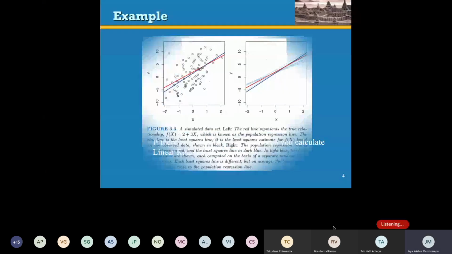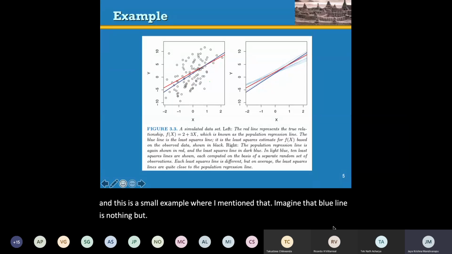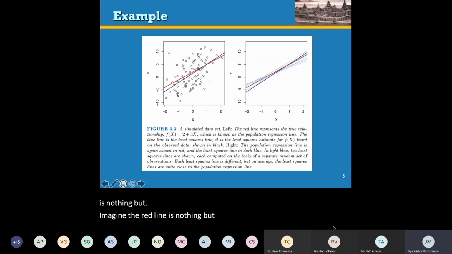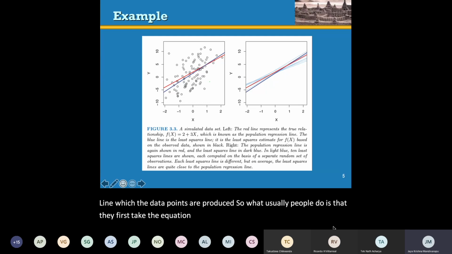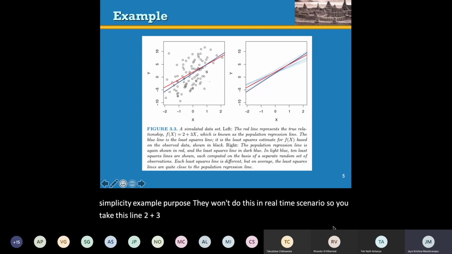And this is a small example where I mentioned that you imagine the red line is nothing but a true line from which the data points are produced. What usually people do is first take the equation of a line, y equals 2 plus 3x, for simplicity of the example; they won't do this in a real-time scenario. So you take this line, 2 plus 3x, take all the points from it, and add some kind of noise to it.